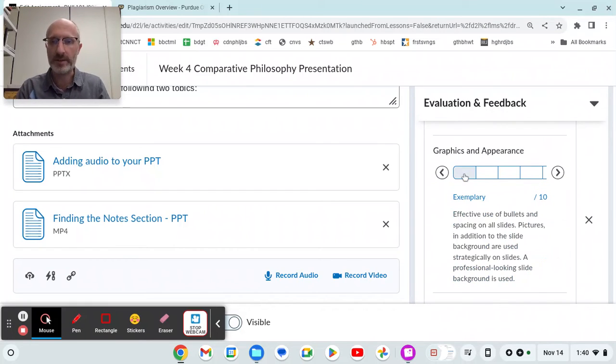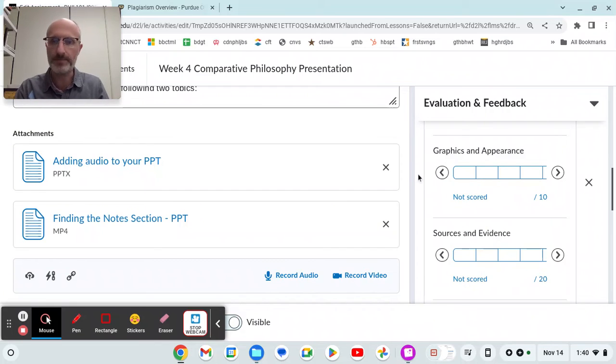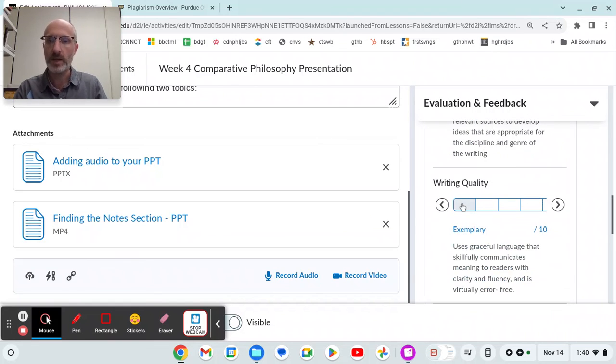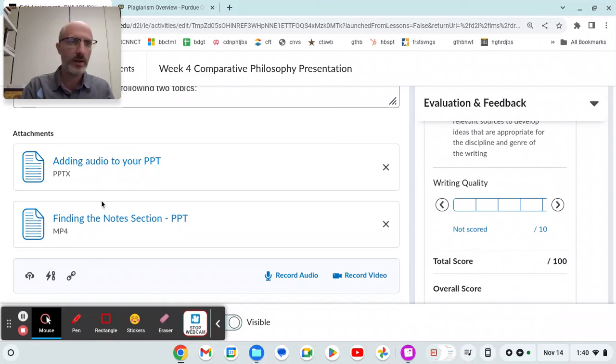Graphics and appearance is another rubric criterion here. Effective use of bullets and spacing on the slides, just formatting your slides well. Sources and evidence demonstrates skillful use of high quality, credible, relevant sources to develop ideas that are appropriate for the discipline. And finally, writing quality. Okay, so good luck on this assignment. I hope you find it interesting. I always find these assignments interesting to read.